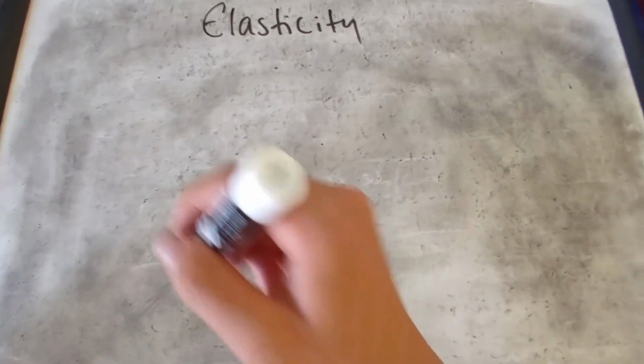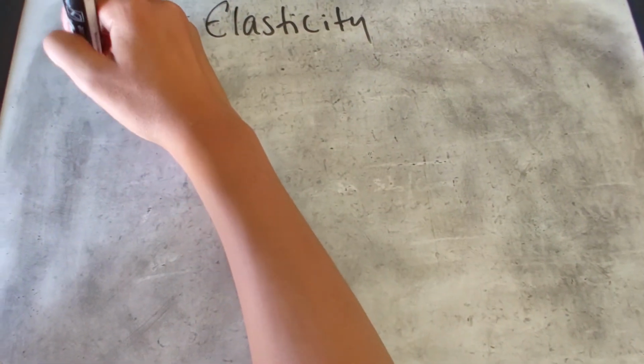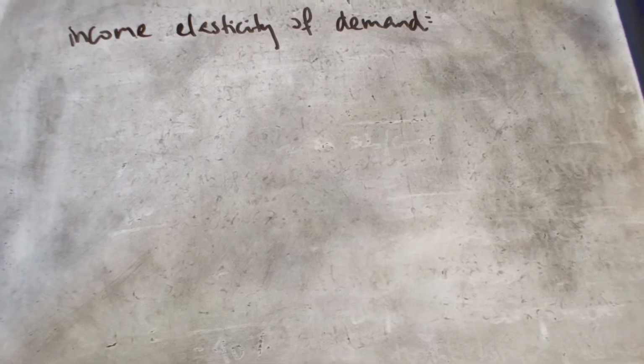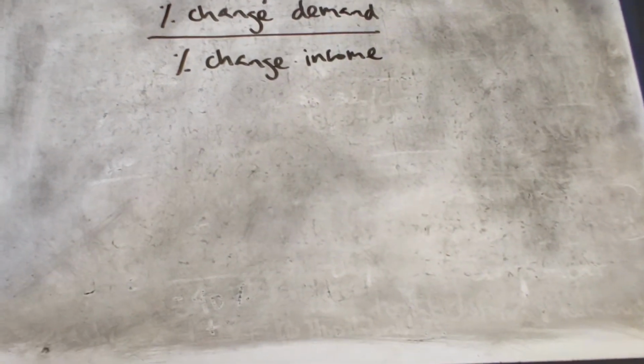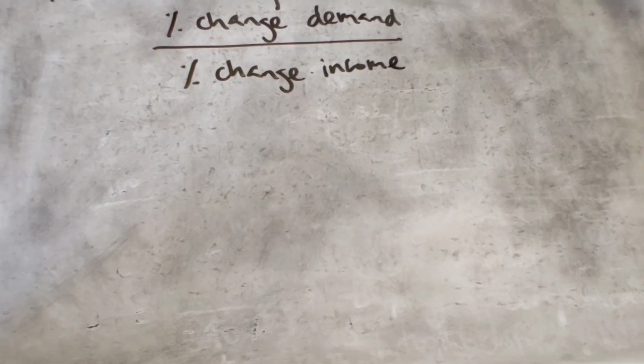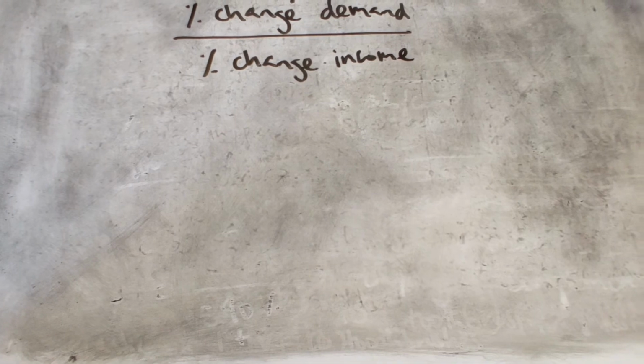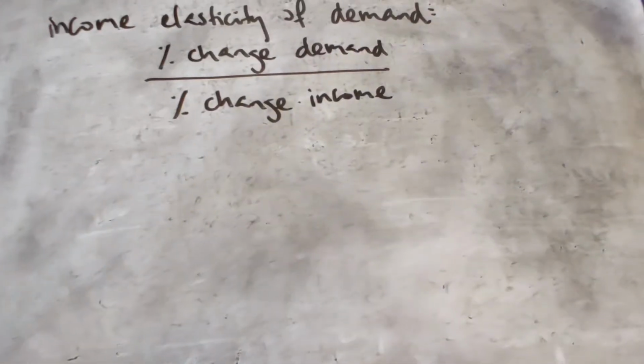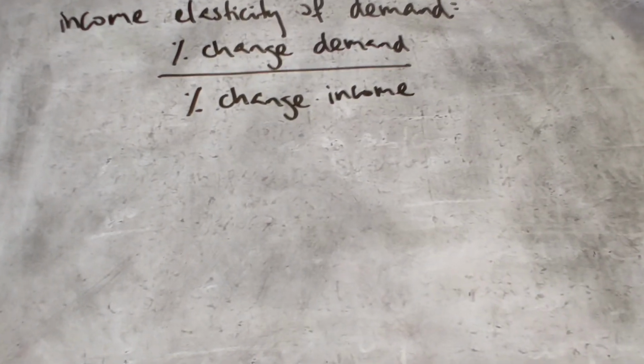Now let's take a look at a different type of elasticity. This will be the final one we're going to go over in this video. It is the income elasticity of demand. This is how responsive the demand of a good is to a change in income. The formula is the percent change in demand over the percent change in income. This determines whether something is a normal good or an inferior good.